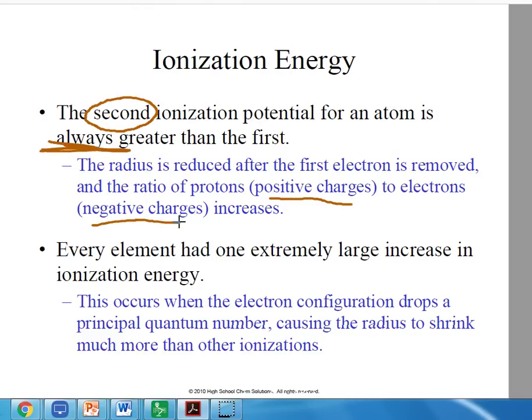Every single element, though, has this one electron that shows an extremely large increase in ionization energy. And that is the electron that comes from the previous energy level, okay? From the previous energy level. So when it says principal quantum number, that's just talking about energy level, all right? And we'll look at an example of that.